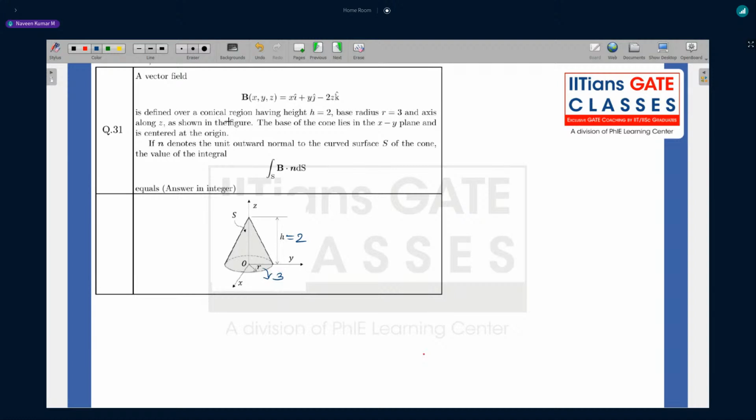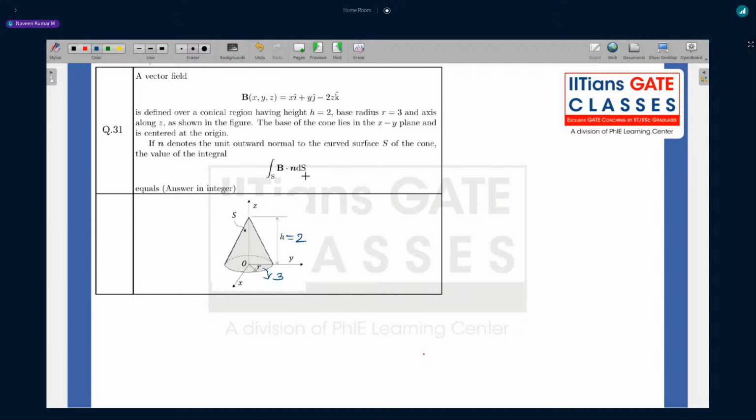Okay, the figure is shown. The base of the cone lies in the xy plane. So this is the xy plane, and it is centered at the origin, obviously. And n denotes the unit normal of the curved surface. At any point, the unit normal that they are saying is n cap of the cone. Now they are asking the value of the surface integral of this vector B dot n into dS.